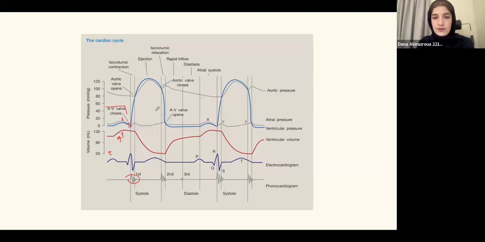Okay, so to remind you guys where we were, at the point where the aortic valve was closed, there was isovolumetric contraction, the pressure was dropping, and we've seen the isovolumetric relaxation, and the volume does not change within the ventricles. This is where we were, okay?